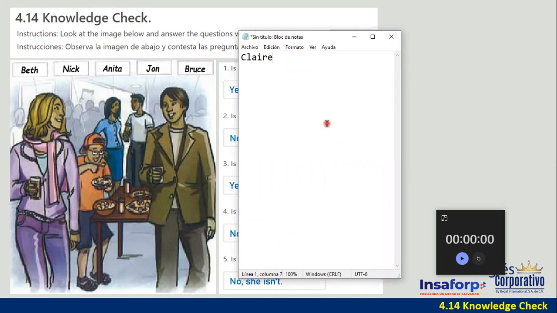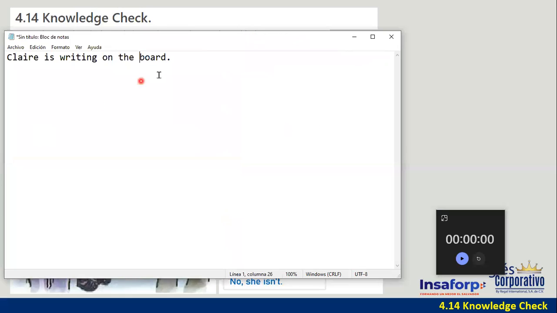Por ejemplo, tenemos a Claire. Claire is writing on the board. Está escribiendo en la pizarra, ¿verdad? Entonces, esa es la oración afirmativa del dibujito que les compartí en WhatsApp, y también se lo voy a compartir en Zoom. Claire is writing on the board.